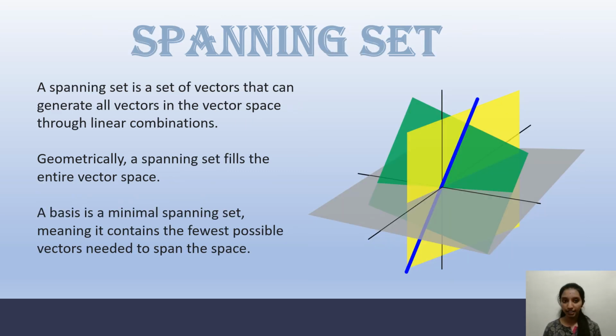Next, spanning set. A spanning set is a set of vectors that can generate all vectors in a vector space through linear combinations. Geometrically, a spanning set fills the entire vector space. A basis is a minimal spanning set, meaning it contains the fewest possible vectors needed to span the space.